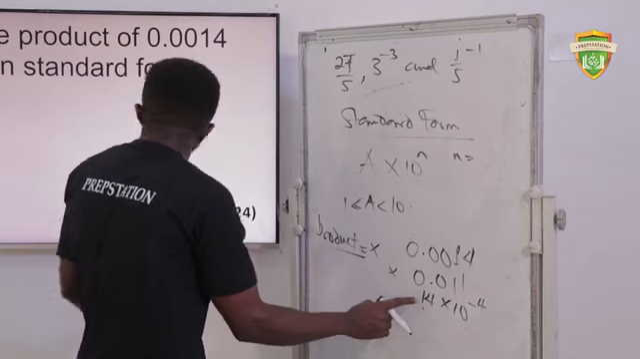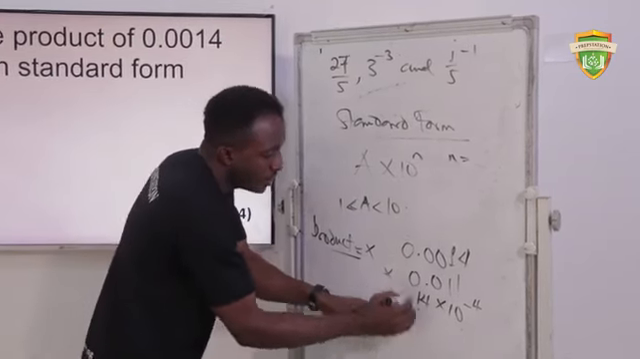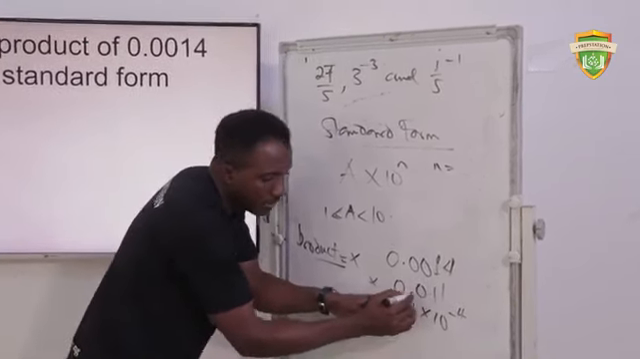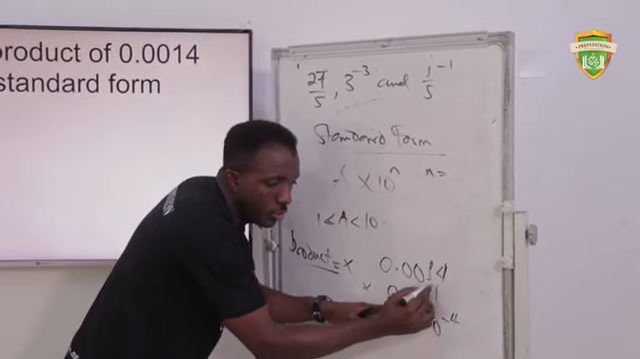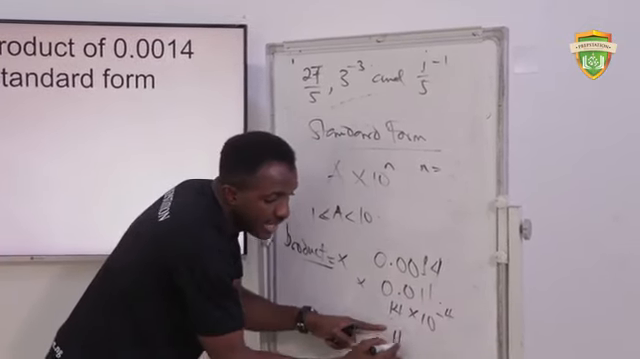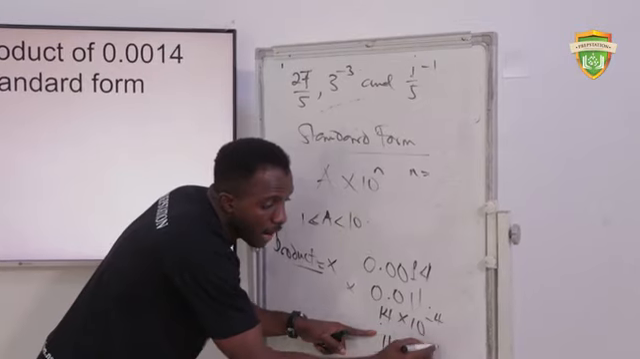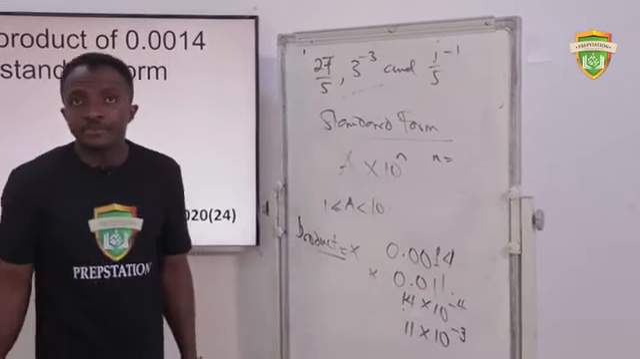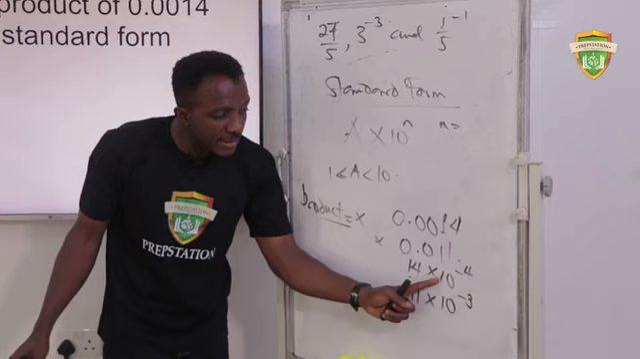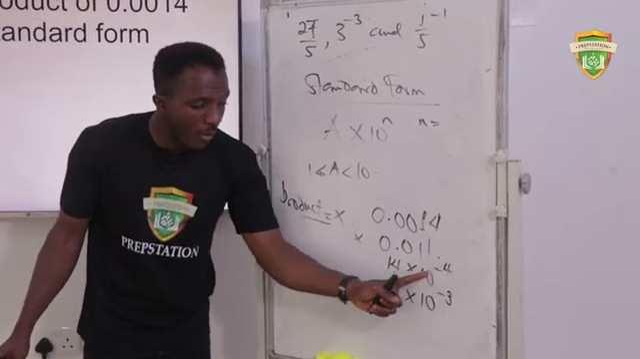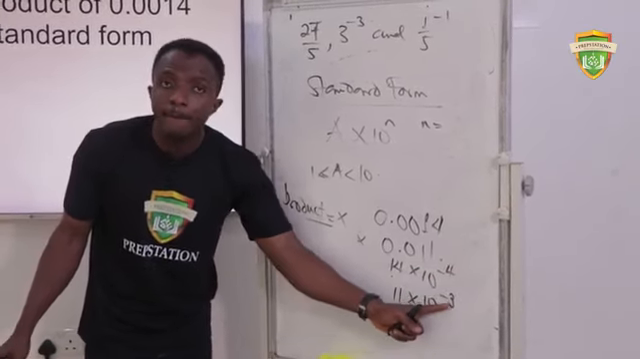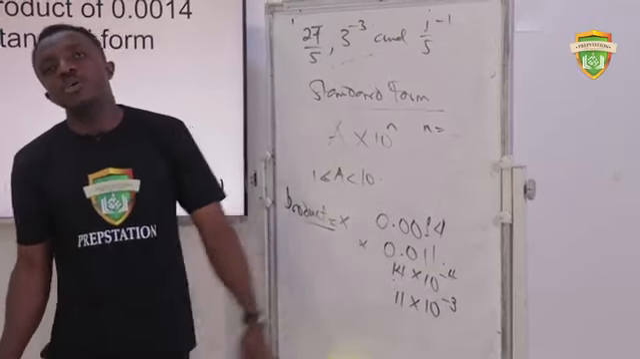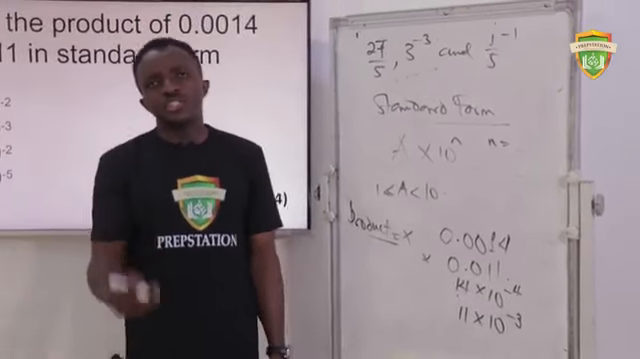Now let's treat this one as well. We go 1, 2, 3 places. That is 11 times 10 raised to the power minus 3. This is 14 times 10 raised to the power minus 4. This is 11 times 10 raised to the power minus 3. Now we are expected to multiply the numbers. Now let me teach you something.